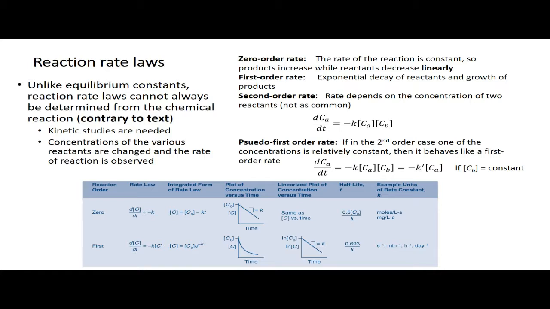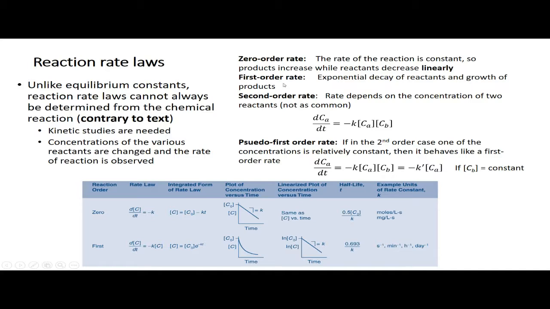Reaction rate laws, you can sort of infer them by looking at the stoichiometry of the reaction, but the text maybe oversells that a little bit. Sometimes that works, but other times you have to do some studies and just see how fast the reactions go. So kinetic studies are needed, but we're not going to do any kinetic studies, and we'll always be given the reaction rate in our problems. For us, there are basically three kinds of rates. The zero order rate means the rate of reaction is constant, so the products increase while the reactants decrease.